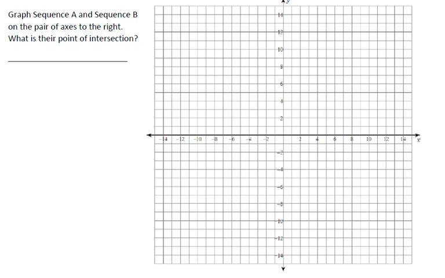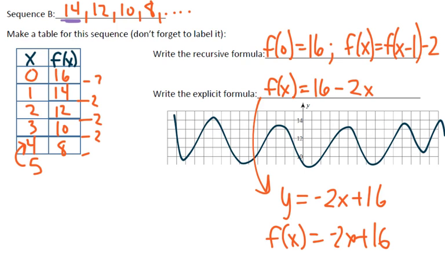Alright, so the next part says it wants us to graph both sequences, A and B, on the pair of axes to the right. So, two ways I can do that. I can use the equations I created, the explicit, or I can use the table. Either one will give me the same answer.